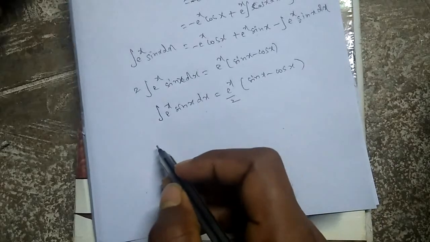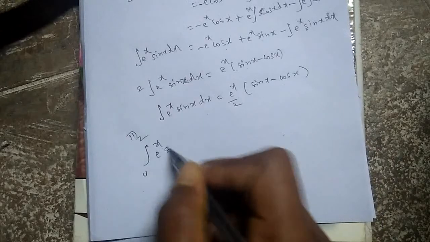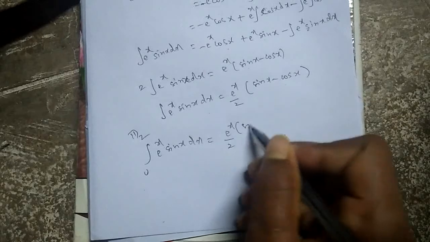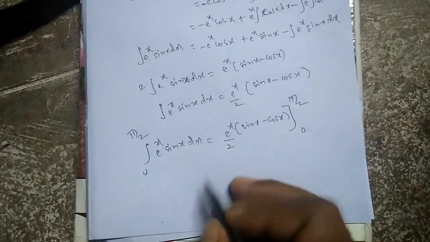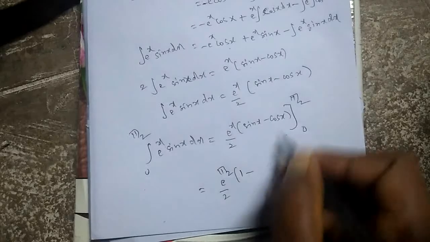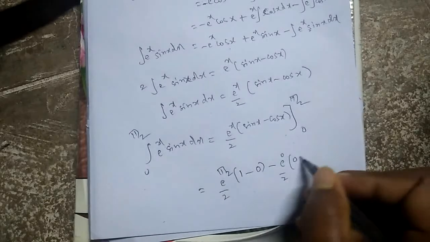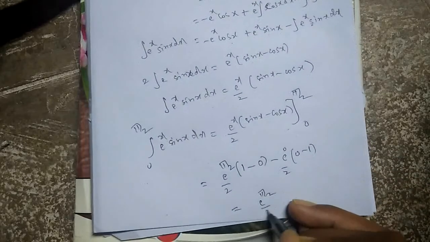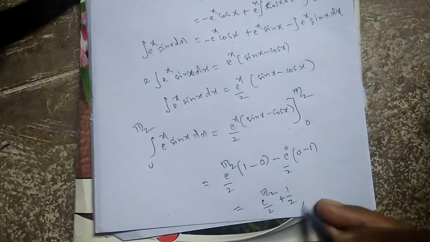Now apply the limits, that is 0 to pi by 2. The integral e power x sin x dx is equal to e power x by 2 into (sin x minus cos x). Limits are pi by 2 and 0. This is e power pi by 2 (sin pi by 2 is 1, cos pi by 2 is 0) minus e power 0 by 2 (sin 0 is 0, cos 0 is 1). This is e power pi by 2 minus, e power 0 is 1, minus into minus plus, 1 by 2 is the final answer.